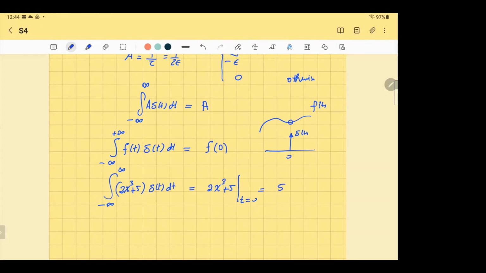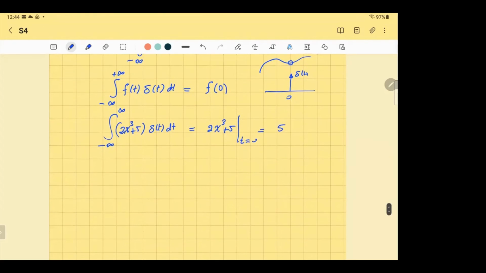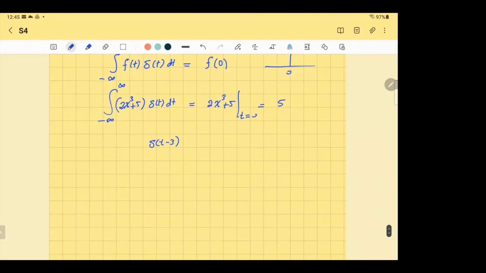Okay. What about if this impulse is shifted right or left? What do I mean by that? Let's say we have delta t minus 3. How will we sketch that? Well, you will have a time axis, and that's 0, 1, 2, 3. So it will be defined here. That's delta t minus 3. Still, the integration of this impulse from negative infinity to infinity is equal to 1.